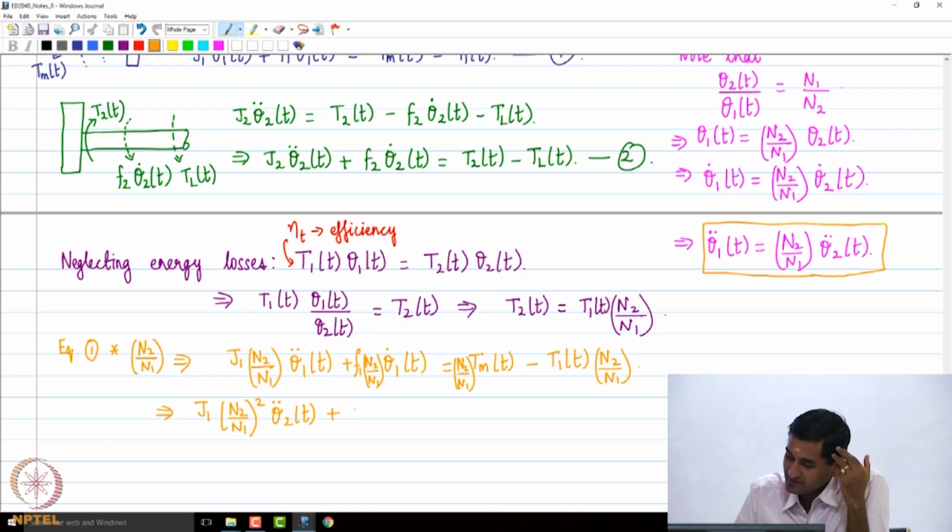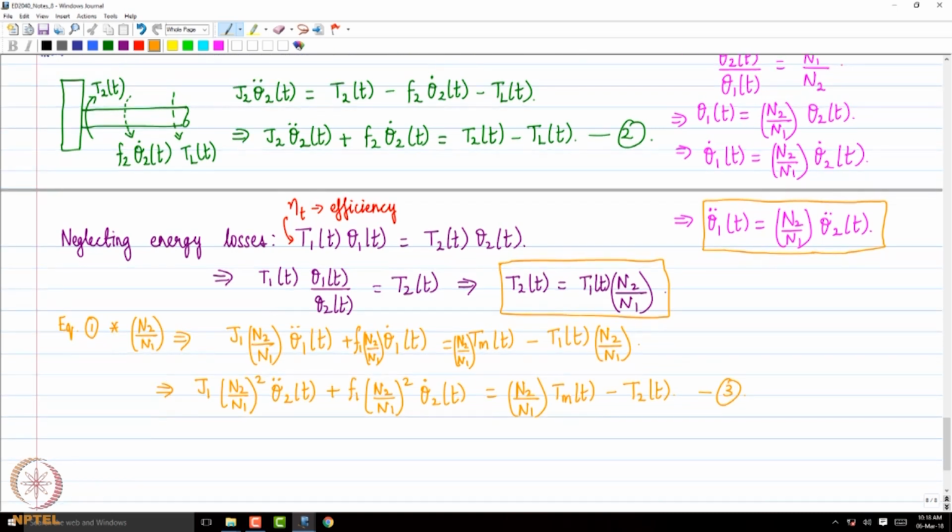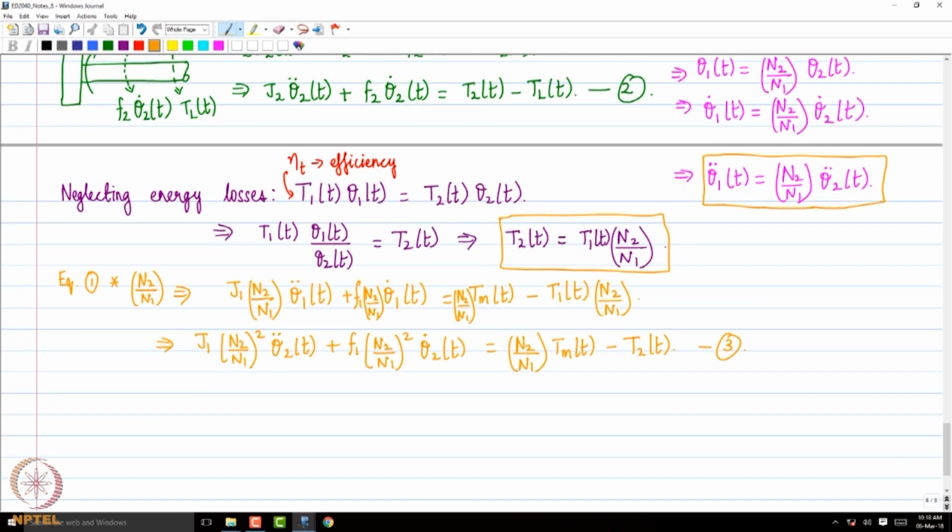Consequently, if I substitute for theta 1 dot, this is going to be F1 times N2 by N1 whole square theta 2 dot, and that's going to be N2 by N1 TMt minus T2t. Do you agree? Why did I get T2t? Because T2t is T1t times N2 by N1. So that's why we have this. Now we are almost through. We just add 2 and 3.